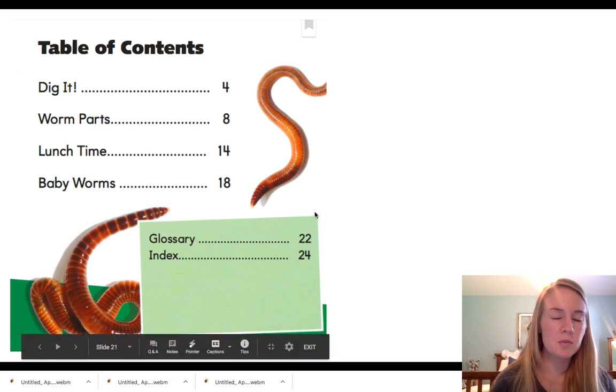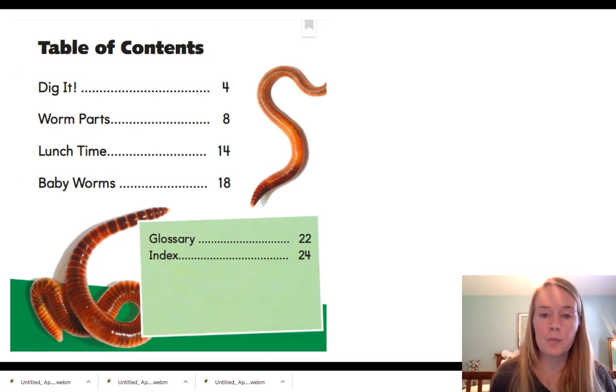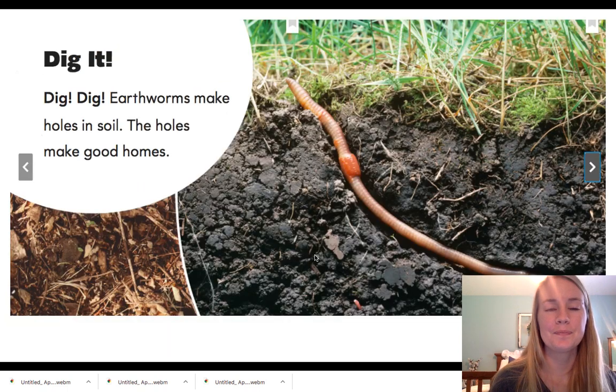And now look at this green box at the bottom. Remember how at the end we see the glossary and the index? Those are always at the very end of the book. So if we want to look up the glossary and index, we can find those pages on here as well.